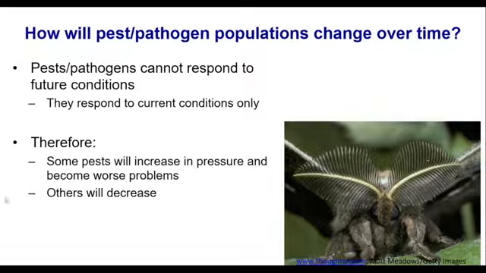So therefore, based on all that information, the only real conclusion we can come to is that some pests are going to increase in pressure with time and become worse problems, and others are going to decrease. I'm sorry that that's really a very broad and perhaps not all that helpful conclusion, but it's the only one that I can reasonably say and be confident in saying.